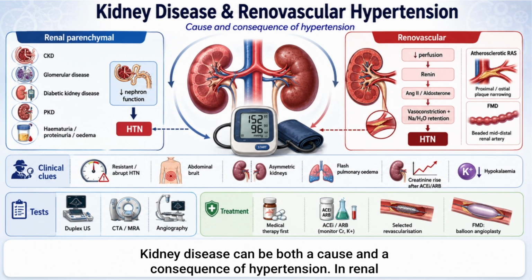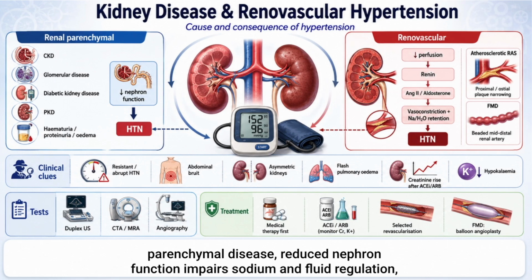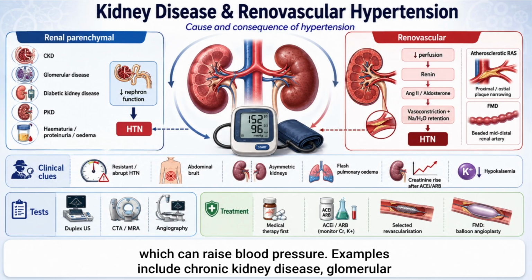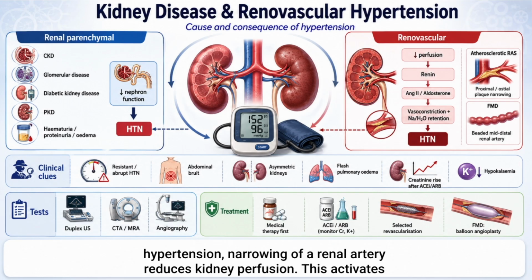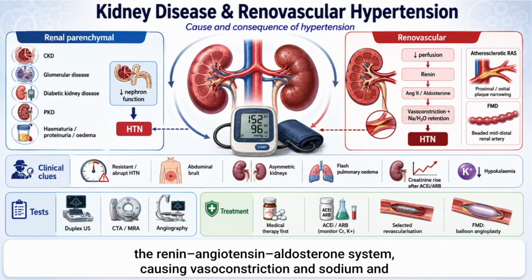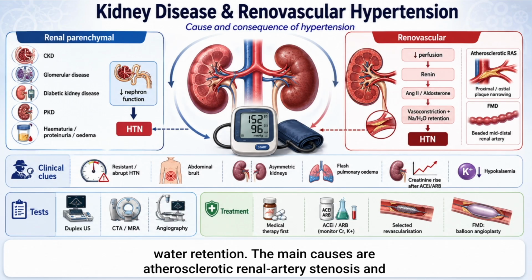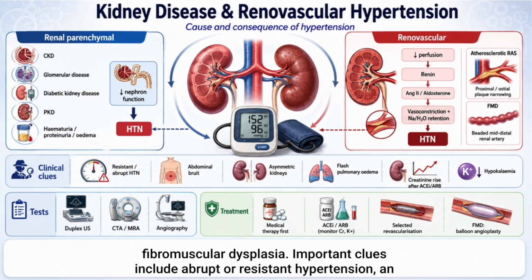Kidney disease can be both a cause and a consequence of hypertension. In renal parenchymal disease, reduced nephron function impairs sodium and fluid regulation, which can raise blood pressure. Examples include chronic kidney disease, glomerular disease, diabetic kidney disease, and polycystic kidney disease. In renovascular hypertension, narrowing of a renal artery reduces kidney perfusion. This activates the renin-angiotensin-aldosterone system, causing vasoconstriction and sodium and water retention. The main causes are atherosclerotic renal artery stenosis and fibromuscular dysplasia.